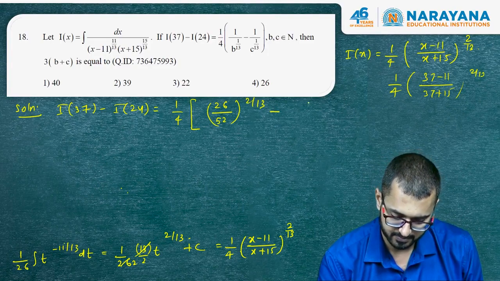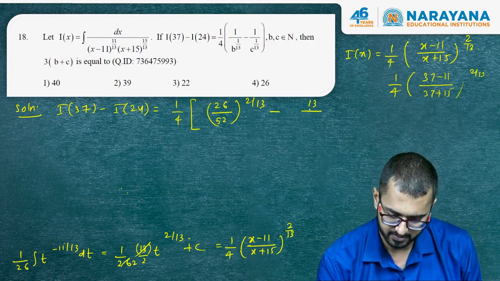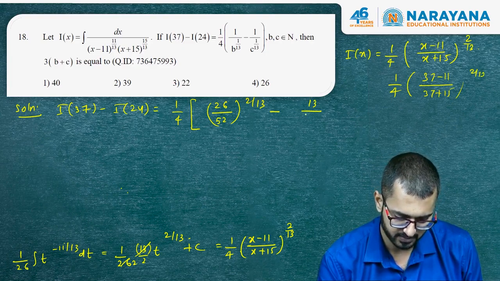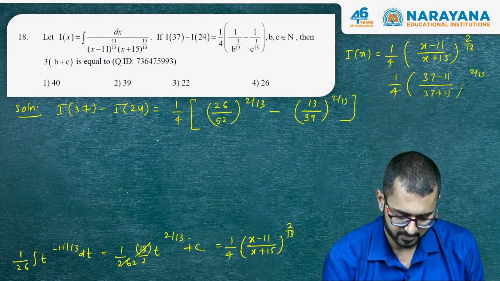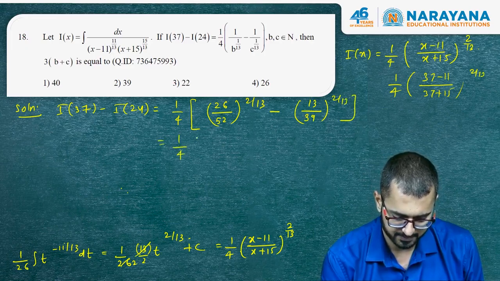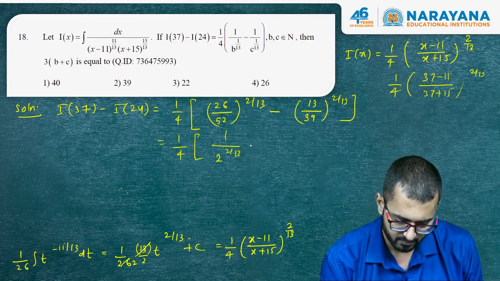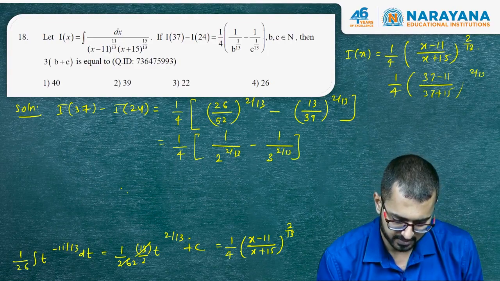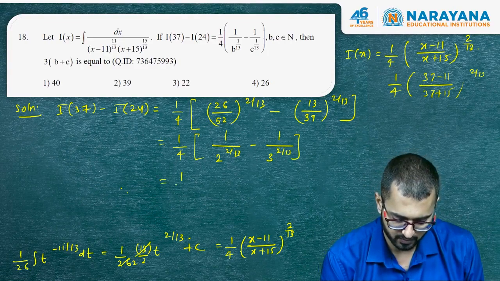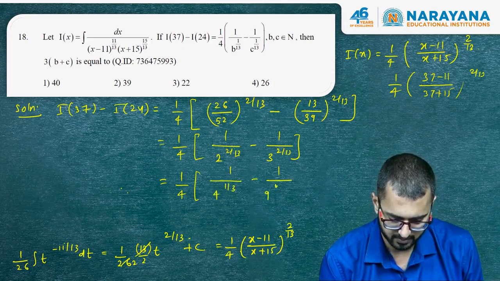This will give me 313, and then 15 plus 24, 39. This to the power 2 by 13. So this can be written as 1 over 4, and then 1 over 2 to the power 2 by 13 minus 1 over 3 to the power 2 by 13. But they want it in the form of 1 by 13, so we can write 1 over 4, and then this will be written as 4 to the power 1 by 13 minus 1 upon 9 to the power 1 by 13.